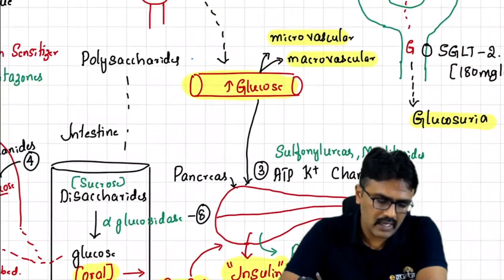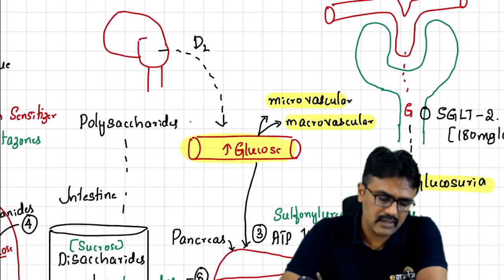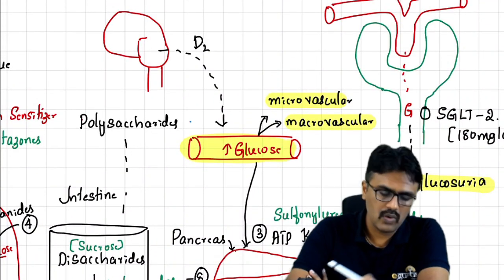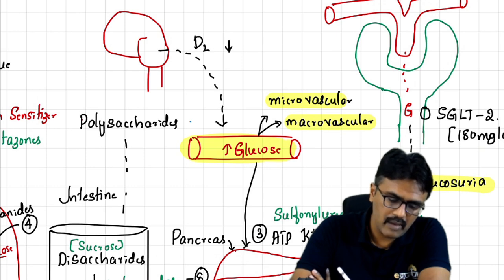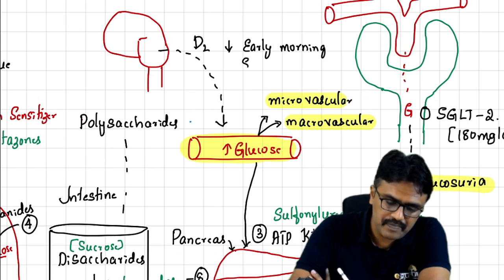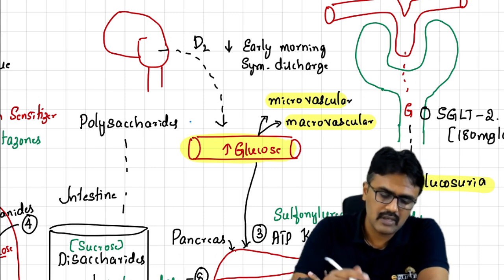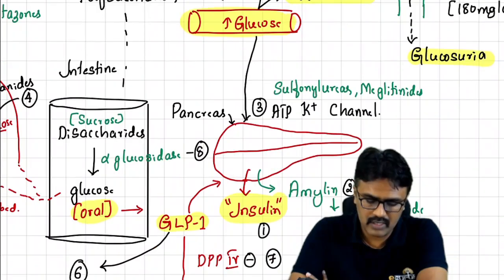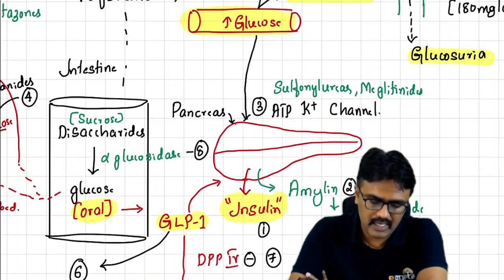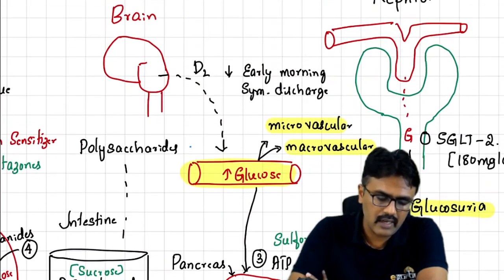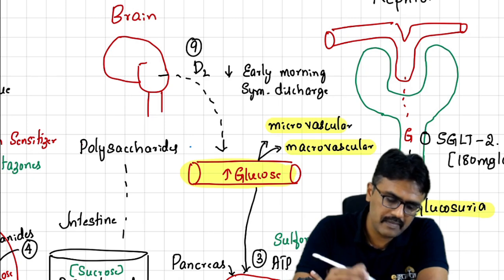Now what is the next target? The ninth target is dopamine is going to decrease early morning sympathetic discharge. So you know that sympathetic stimulation causes hyperglycemia. So that's the reason you can also use a drug which acts as a D2 agonist, and the drug which acts as a D2 agonist is none other than bromocriptine. So that is the ninth target.